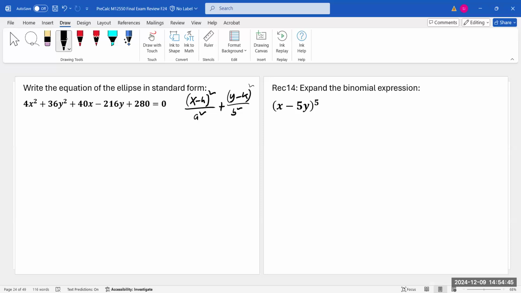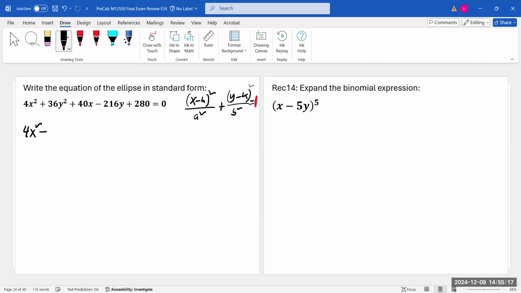The only difference between an ellipse and a circle is that a circle can have any radius, so our right side could be anything, but an ellipse cannot have anything on the right side. It has to have one. So we have to do everything we need to do to have one on the right side. So let's complete the square. Oh, before completing the square, we need to combine x's and y's together.